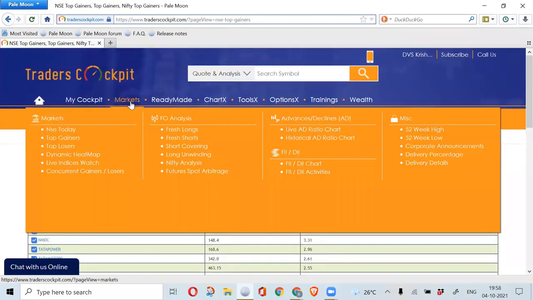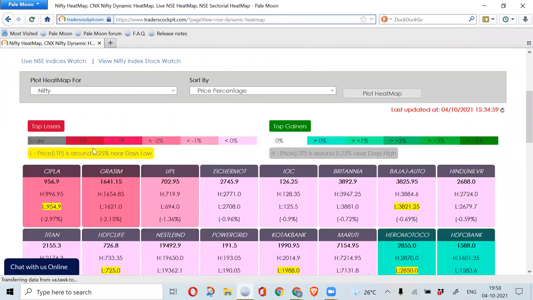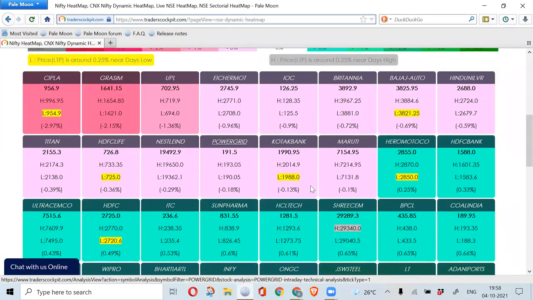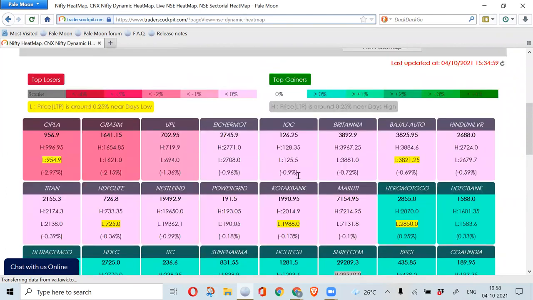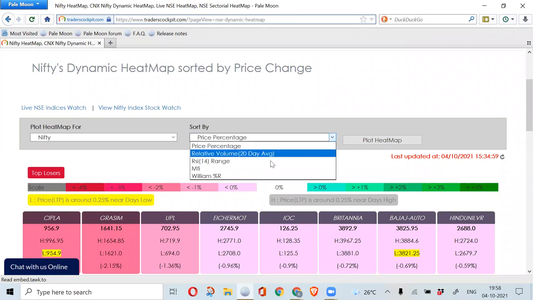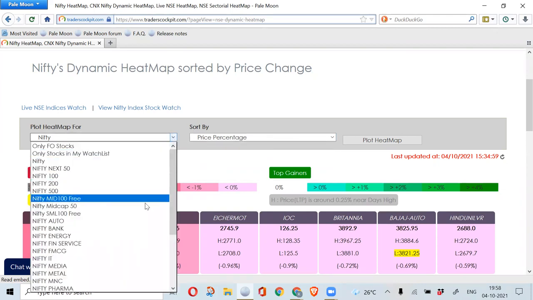Similarly, if you want to see the dynamic heat map, go to my market segment and click on dynamic heat map. In this dynamic heat map, we show you the color coded formulas of each and every stock according to their loss percentage or gain percentage. And furthermore, if you want to create a dynamic heat map on relative volumes or RSI values, you can plot them here. Also, based on different indexes, you can screen and create dynamic heat maps according to your own requirement.